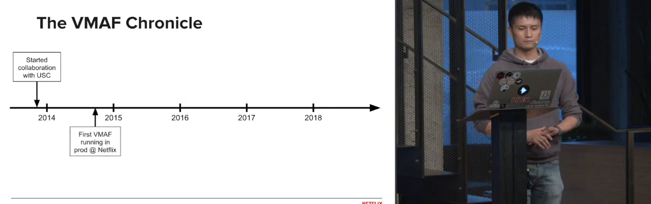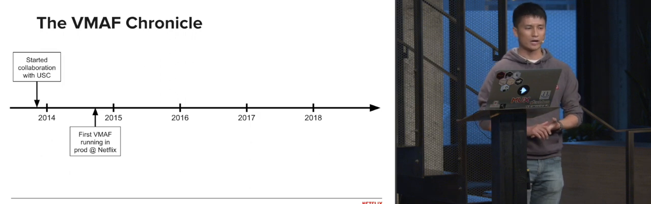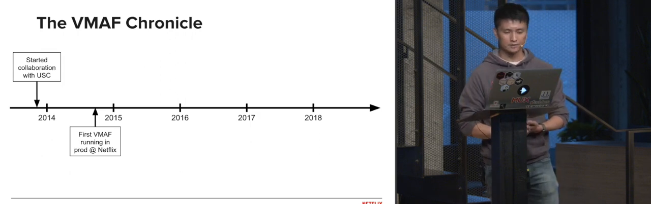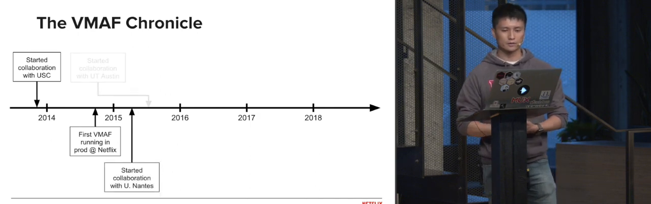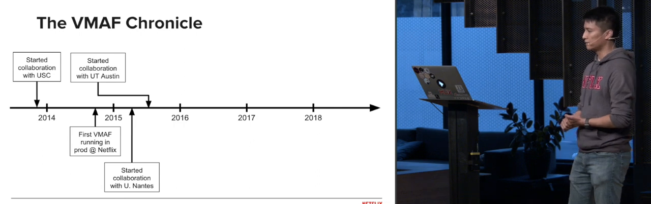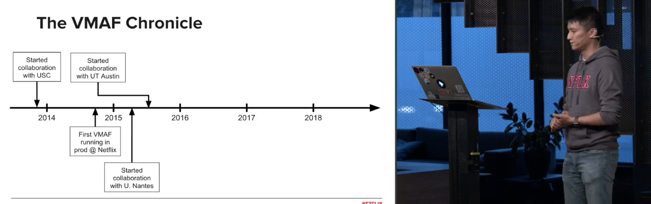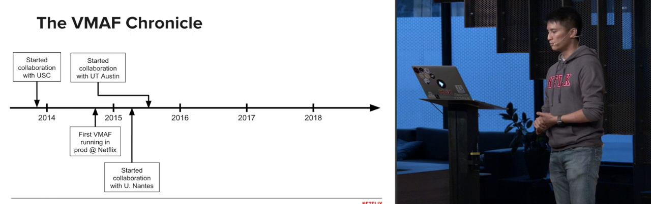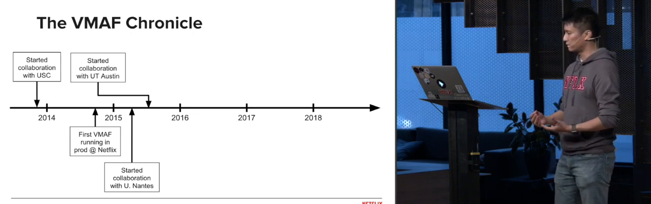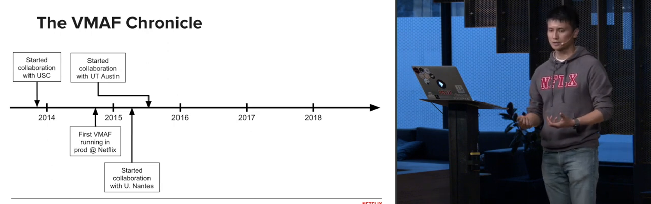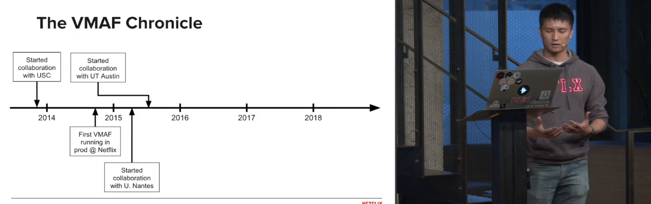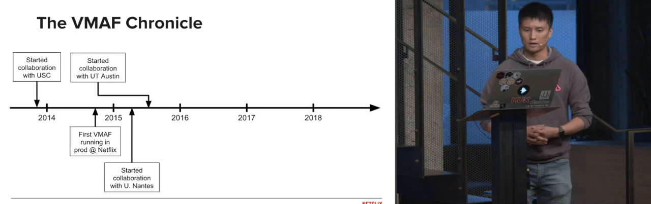So after a year of work, we started to have the first version of VMAF running in production at Netflix. And we started to add more collaborators working on this project, including UT Austin and University of Nantes from France. Both universities have experts. UT Austin is with Professor Al Bovik, and University of Nantes is Patrick Le Callet. They're both experts in the video quality assessment field.